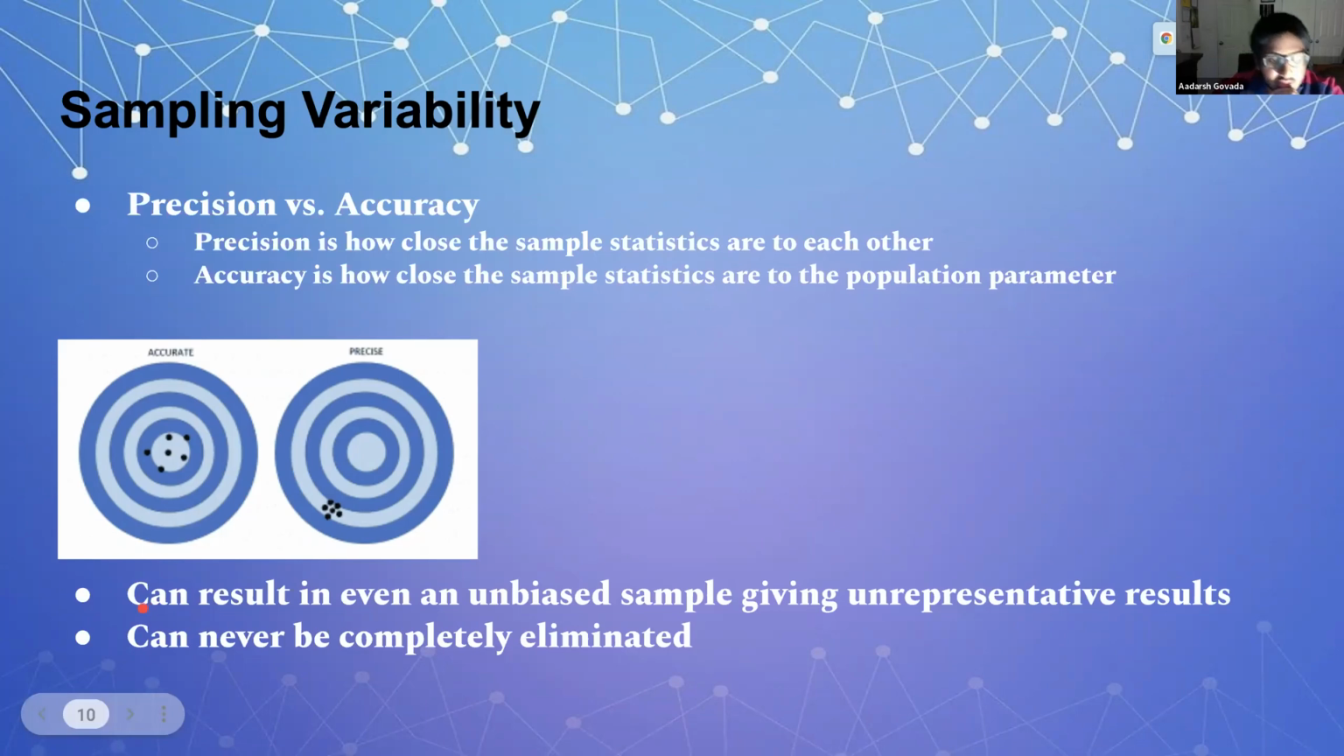And sampling variability can result in even an unbiased sample giving unrepresentative results. So it's not the same thing as bias. Bias is a systematic error. That means that something in your system is going to sway the results. But sampling variability is just something that we can't get rid of. It's in the nature of sampling because we can't ask everyone. So the chances are it's going to be slightly unrepresentative of the population that we want. That we can't get rid of. It's not a flaw in your system.